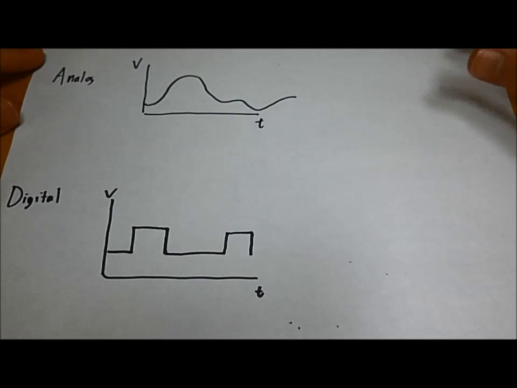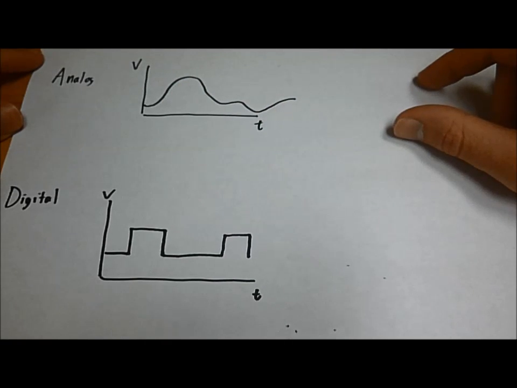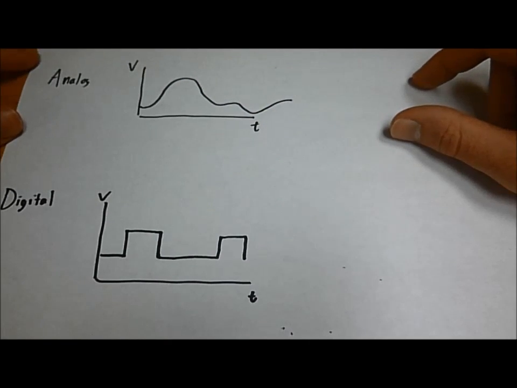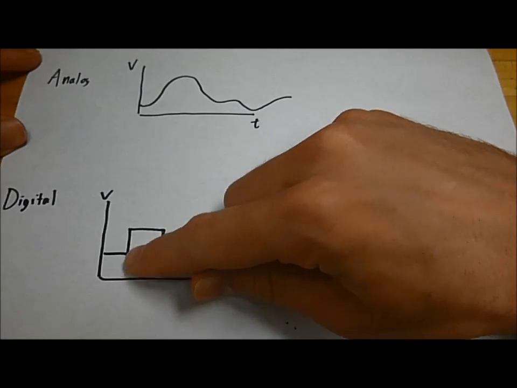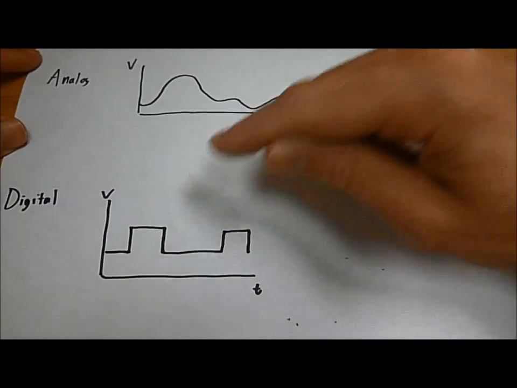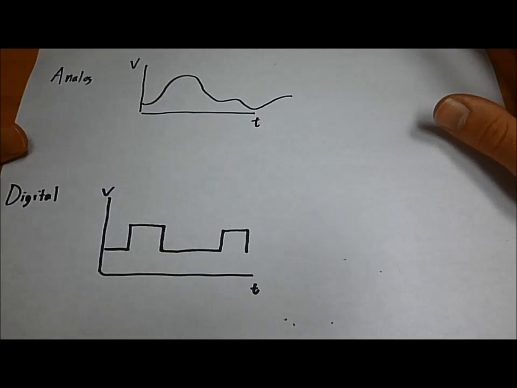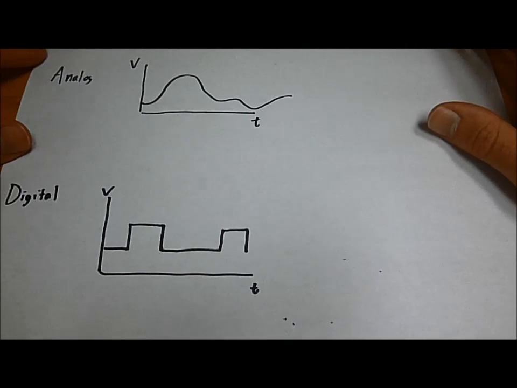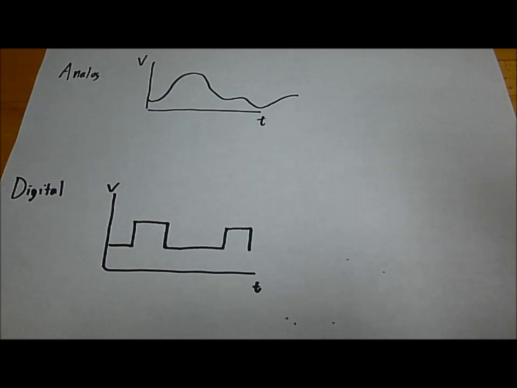On the y-axis, we show voltage, and on the x-axis, we show time. In an analog system, the voltage can take on any value, whereas in a digital system, it is limited to either be the low voltage or the high voltage. This is useful because we can use these low and high voltages to do math and all sorts of other operations. So now, I'm sure you're wondering, how do we make these calculations with digital?